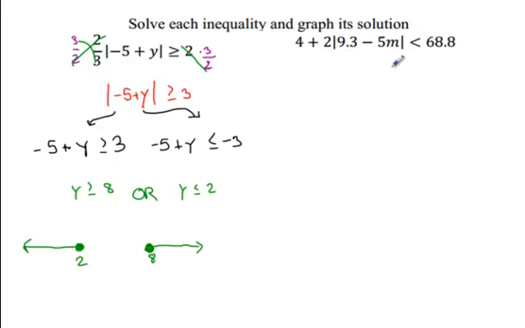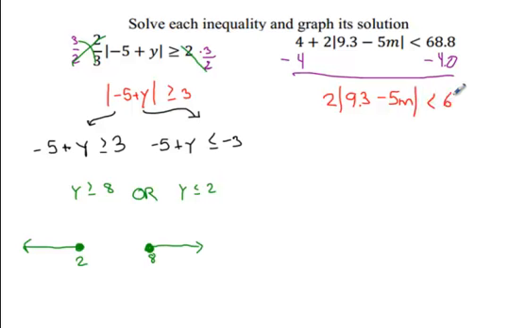Okay, got one more to do. Let's see. Going to isolate the absolute value. I've got to get rid of the 4 and the 2. The first thing that is going to go away is this 4. Now on this side I've got a decimal, so I'm going to make the 4 a 4.0 over here. And so I get 2 times the absolute value of 9.3 minus 5m is less than 64.8.